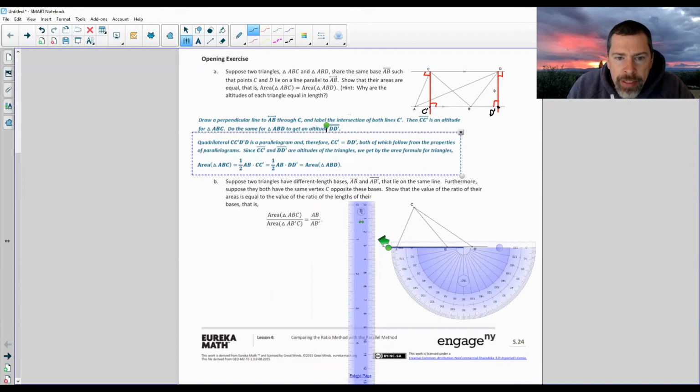Since CC prime and DD prime are altitudes of the triangles, we get the area formula for triangles. Remember that the area of a triangle is 1/2 the base times the height. So 1/2 AB times CC prime is going to equal 1/2 AB times DD prime, base times height divided by 2. And since CC prime is equal to DD prime, then 1/2 AB is obviously equal to 1/2 AB. So the area of triangle ABD is going to be equal to the area of triangle ABC. Okay, that's a pretty cool way of getting at that.